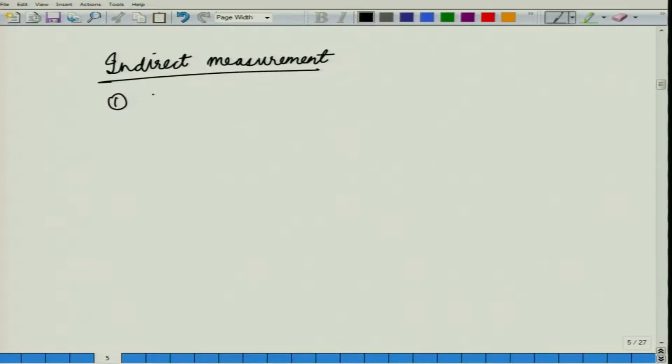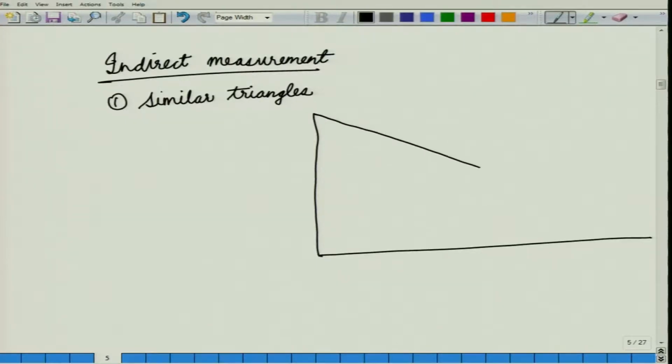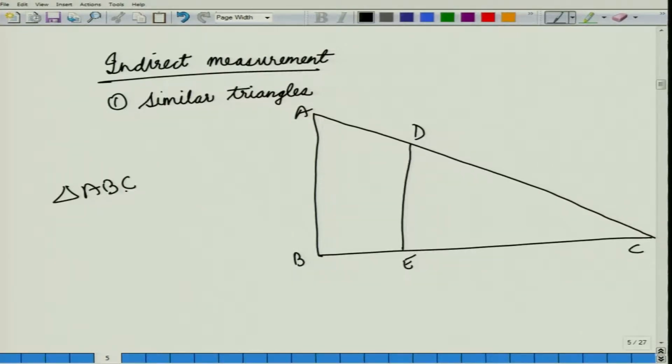One is based on the principles of similar triangles. So, what do we mean by this indirect measurement? Suppose we have a triangle and suppose we draw another line parallel to this axis. So, we have A, B, C, D and E.